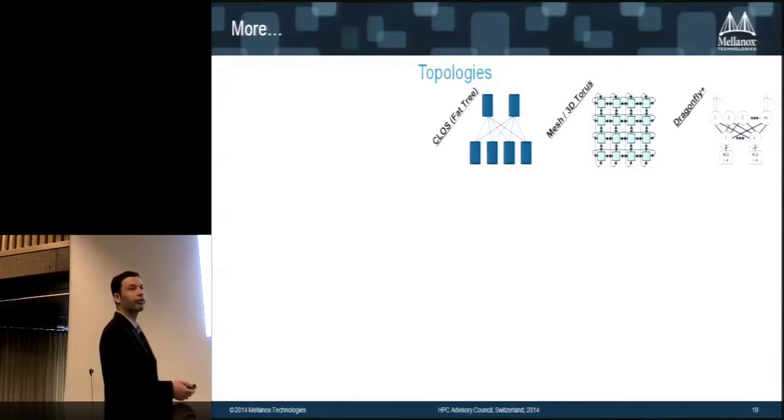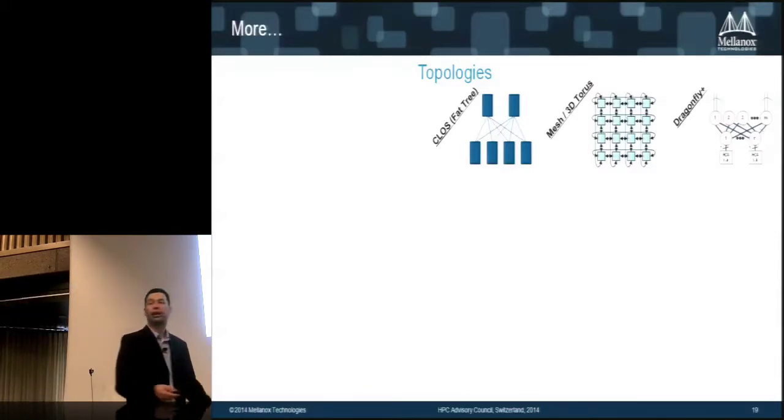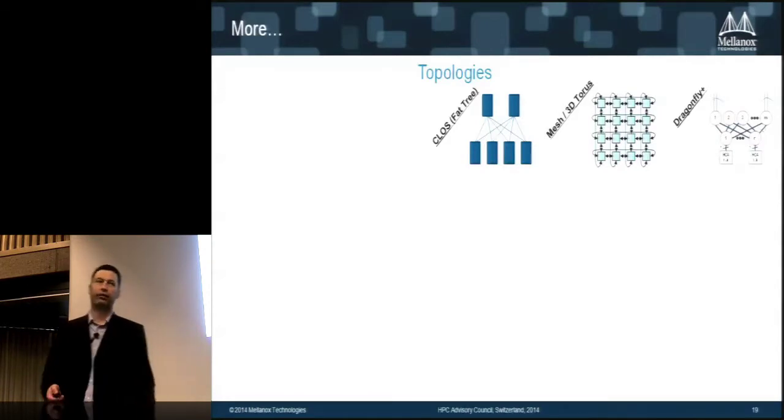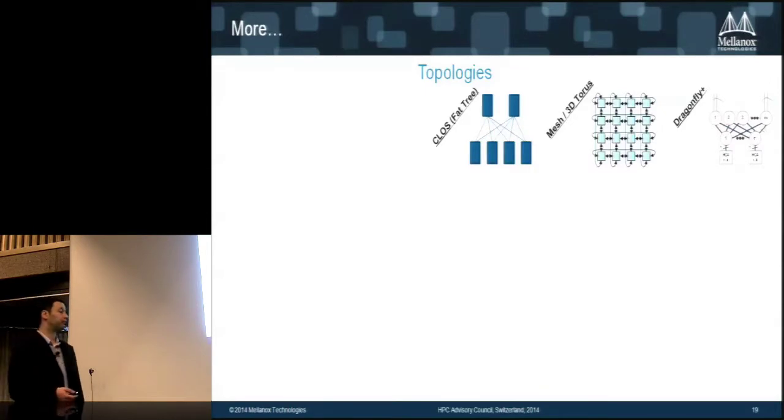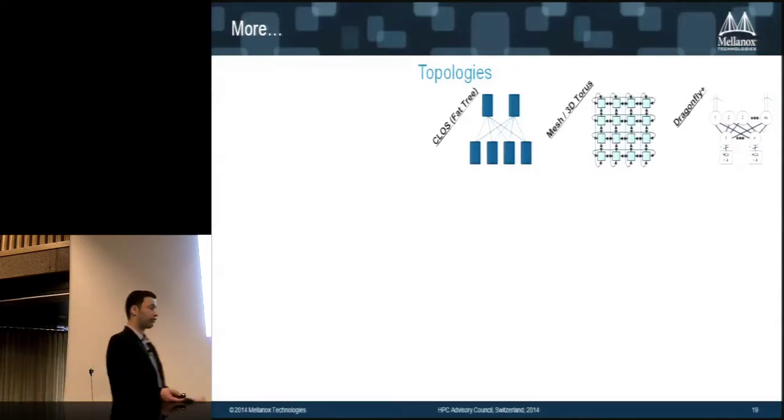So mesh and 3D torus are already supported, and Dragonfly is going to be there. So basically, we'll give the flexibility of choosing whichever topology is interesting for the deployment. We can support any one of these.